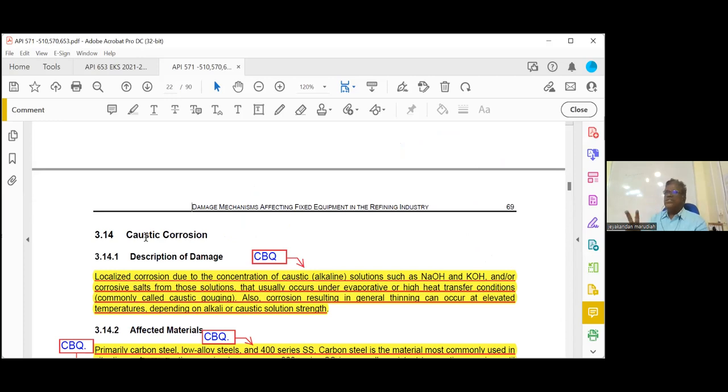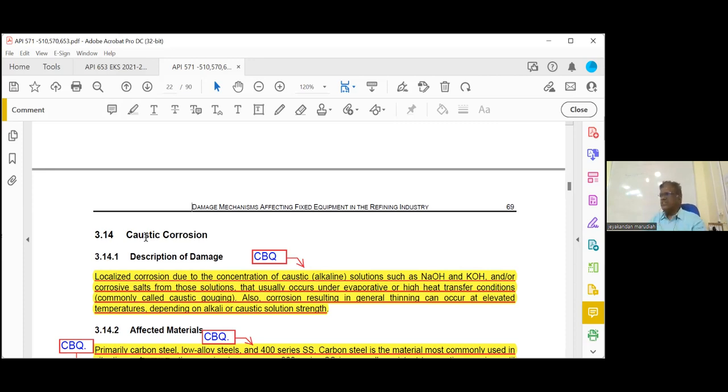So for caustic corrosion, we need two conditions: a free caustic and a temperature more than 170 degrees Fahrenheit. If both are available, then it will cause corrosion. That is called caustic corrosion. Is it clear? Now, because the water is moving in the water wall and the caustic is also moving, the corrosion will also be in a line like this. That is called grooving. It is an exam question. How does caustic corrosion appear? Answer is grooving.